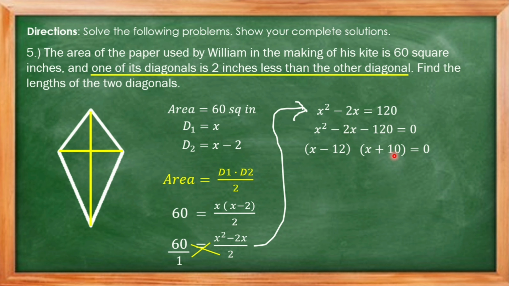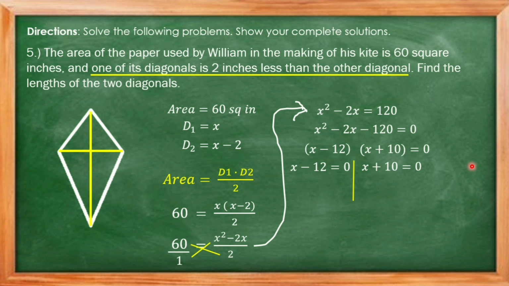Negative 12 times positive 10 is equals to negative 120, negative 12 plus 10 is equals to negative 2. Yan. So, sana naaalala pa kung paano mag-factor. Okay, next. Applying the zero product property of equality, as we said, each factor equal to 0. So, since ito yung dalawang factor, set lang natin siya equal to 0. So, we have x minus 12 is equal to 0. Yung isa, x plus 10 is equals to 0.